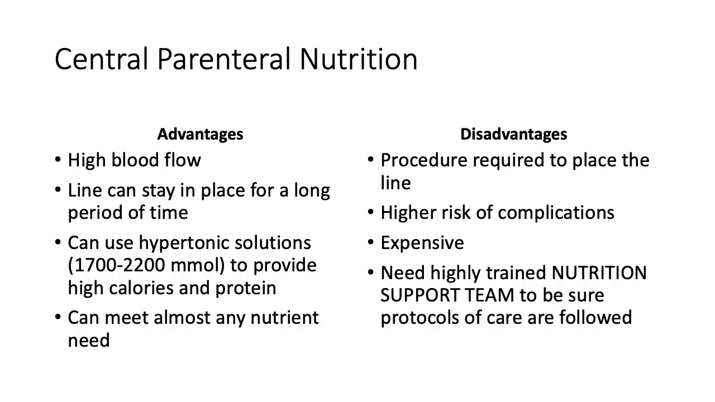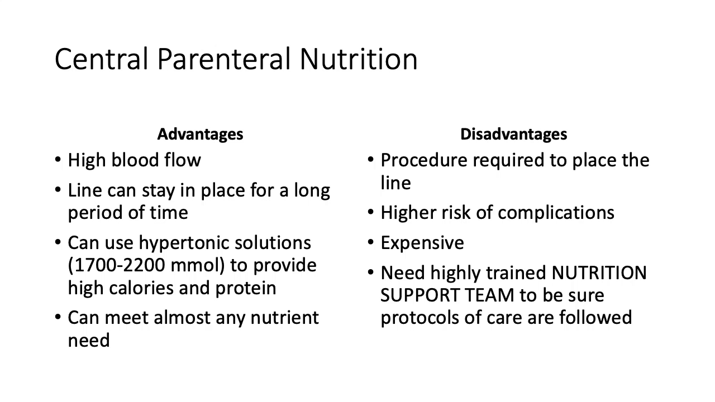So advantages of central parenteral nutrition: we have high blood flow. The line can stay in place for a long period of time. We can use hypertonic solutions, anywhere from 1700 to 2200 milliosmoles, to provide high calories and protein. And then we can meet almost any nutrient need with central parenteral nutrition. Disadvantages: it does require a procedure to place the line. There's a higher risk of complications. It's expensive. And you need a highly trained nutrition support team to be sure protocols of care are followed and outcomes are achieved.